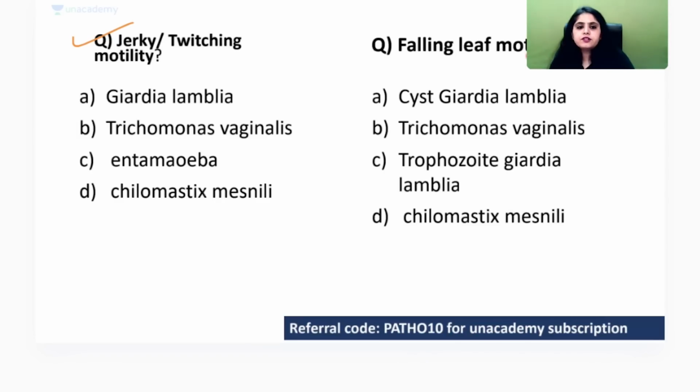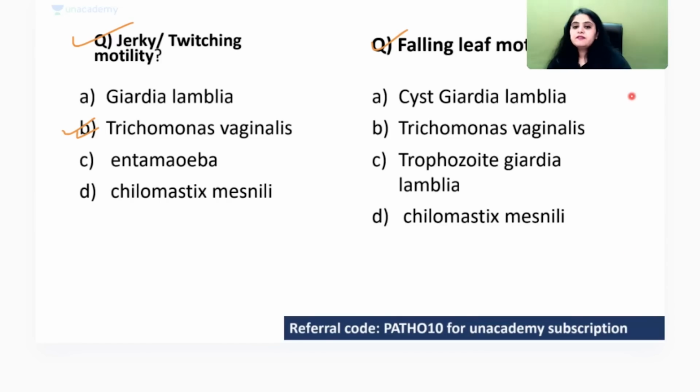So 50% of you said Trichomonas vaginalis. 30% of some of you said Giardia lamblia. Okay, never mind. Then tell me falling leaf motility. And before I start the poll, read all options. Falling leaf motility. I've given you that rider that read all options. I have given that caution to you. Read all options. 80% are right.